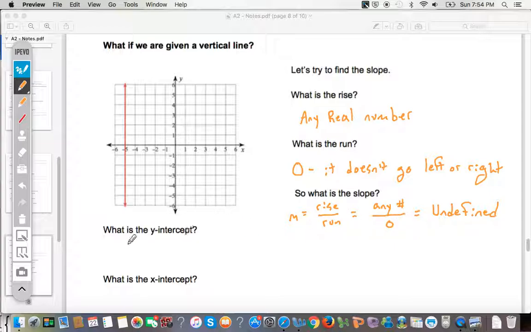So what is the y-intercept? Where does this line cross the y-axis? Well, it's a line, so it's going to keep going in this direction and keep going in this direction. So what is the y-intercept? It doesn't have one, because it never crosses the y-axis.